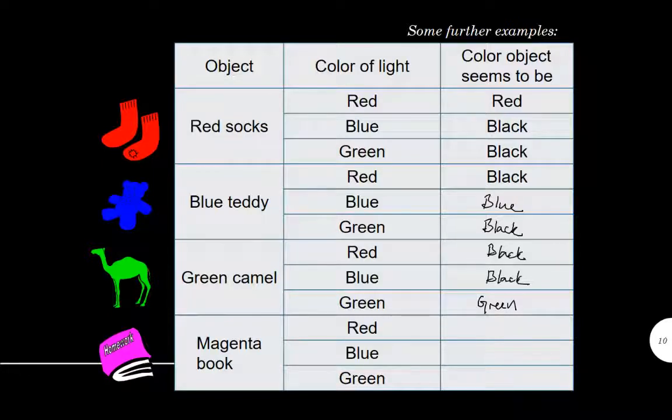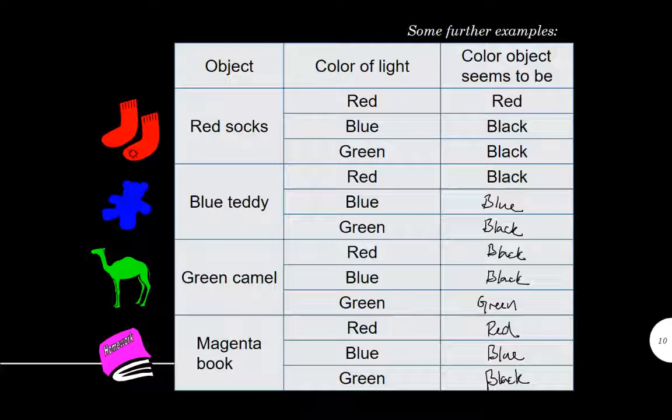This one's a little trickier. If we're using our standard RGB color scheme and we're trying to project a magenta book, okay, that's going to go ahead and under red light look red because there is a certain amount of red in the magenta that we're looking at. If we go ahead and project it under blue, it's going to look blue. But under green, because there's no green in magenta, it's still going to go ahead and look black.